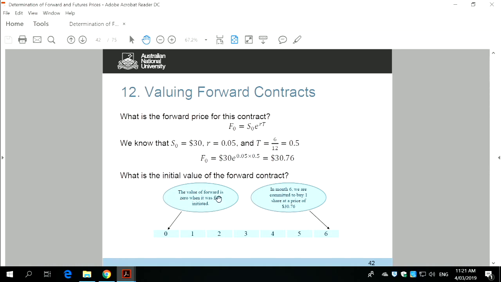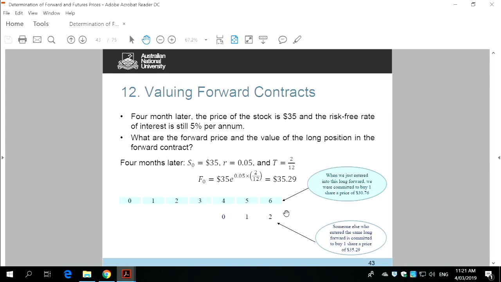Okay? So this is what I mentioned here. The value of the forward is 0 when it was first initiated. Because everybody can commit themselves to buy this piece of share at a price of $30.76. Everybody can do it.